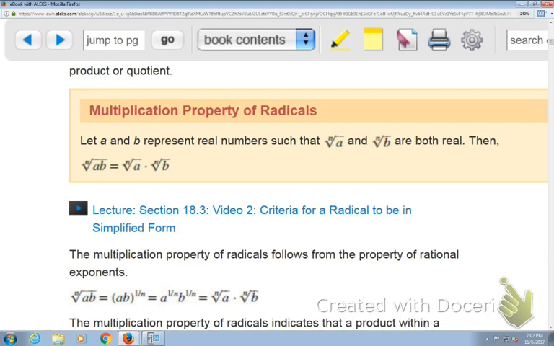Before, we didn't have any radical rules. The only thing we could do was change it to its exponential form and use those exponential rules. Now we're starting to develop some rules just on the radicals themselves. So, multiplication inside a radical can be broken apart.